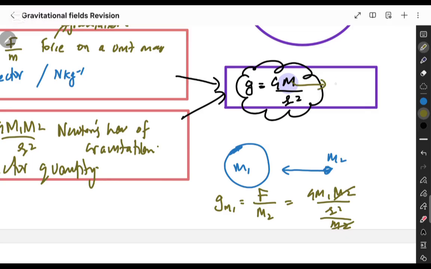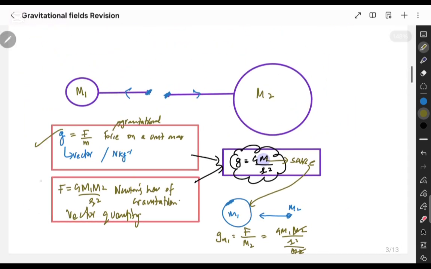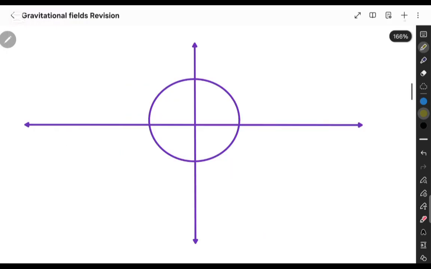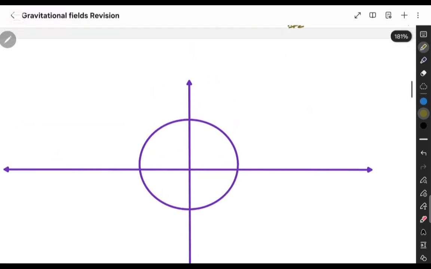So I like to say this is the source mass, and it will be really easy to tell in the exam. They will give you the gravitational field of this object and that object and so forth. So that's a quick revision on this. You have to be very familiar with these formulas. All right, now we're going to be drawing the gravitational field lines for this mass. Let me just draw this.